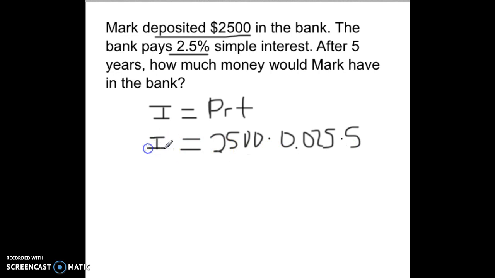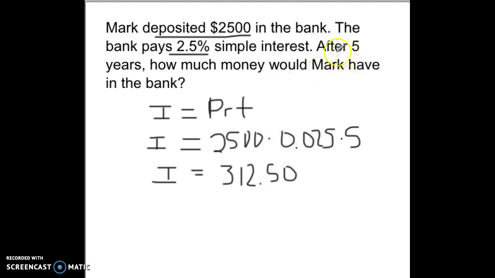Now, I don't know about you, I don't want to multiply all this together. So right now, I'm getting my calculator and I'm going 2,500 times 0.025 times 5. And it looks like he's going to earn about $312.50. So if he left his money in the bank without doing anything, he would come back later on and have $312 more than he started with.